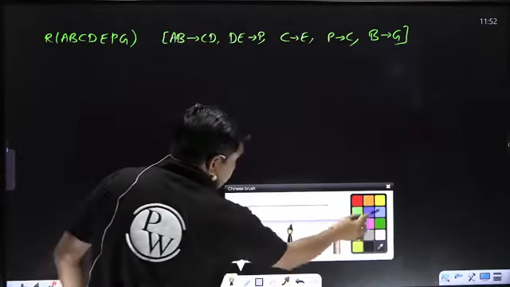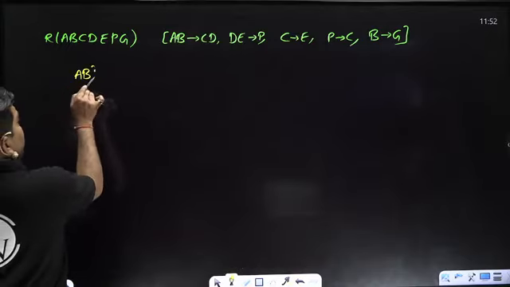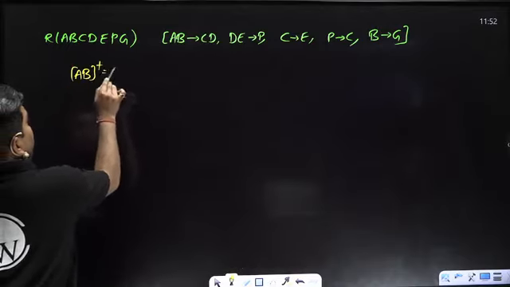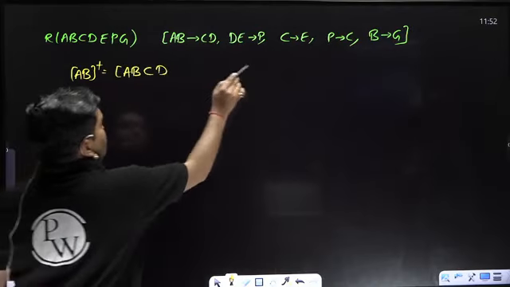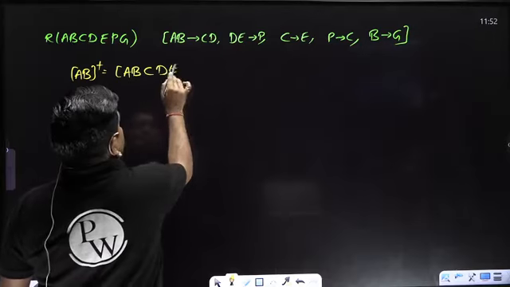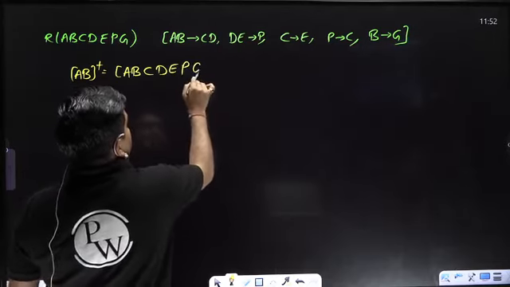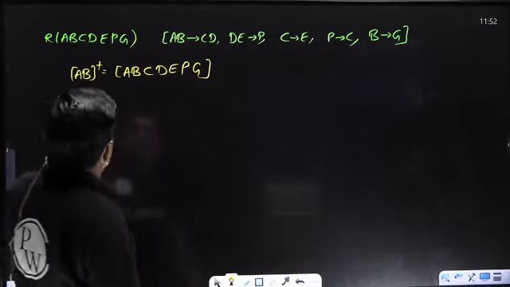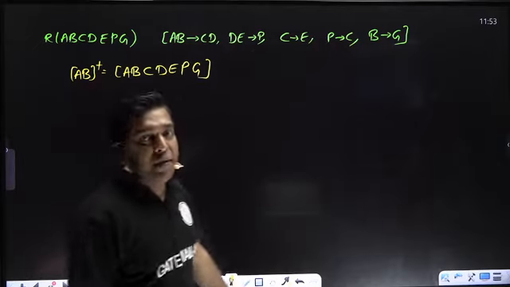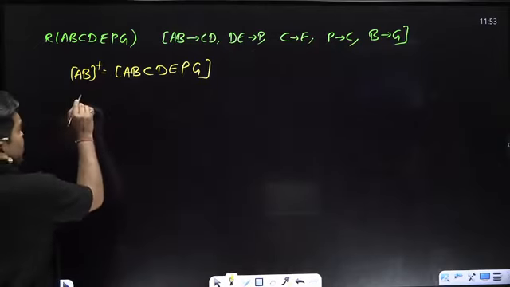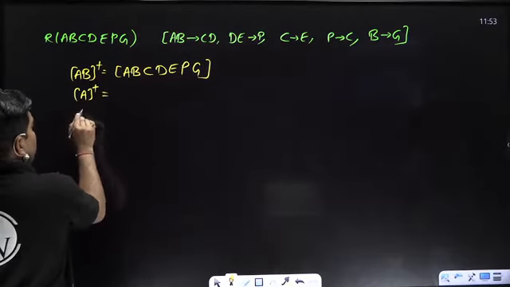What I am doing? I am trying to take the closure of AB. When I take the closure of AB, what happens? We are getting A, B, C, D, then C determines E, DE determines P, and B determines G. We are getting A, B, C, D, E, P, G, all attributes of the relational schema. But we will not call it a candidate key yet. First we will take the closure of A and B.